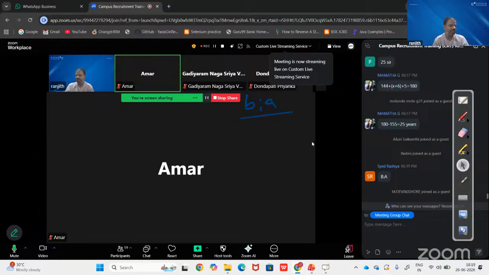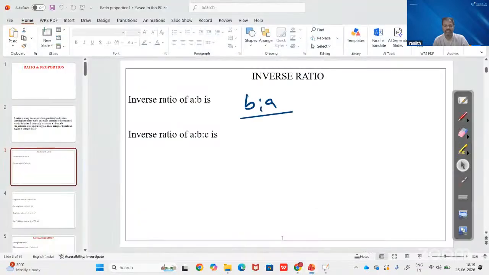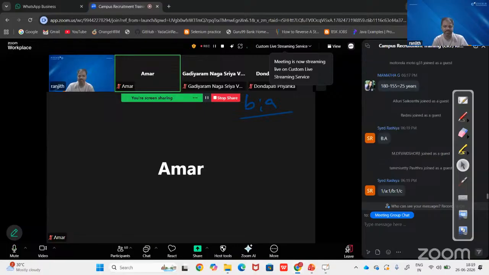What is the inverse ratio of A, B, C? A is to B is to C. So don't go with 1/A is to 1/B is to 1/C.